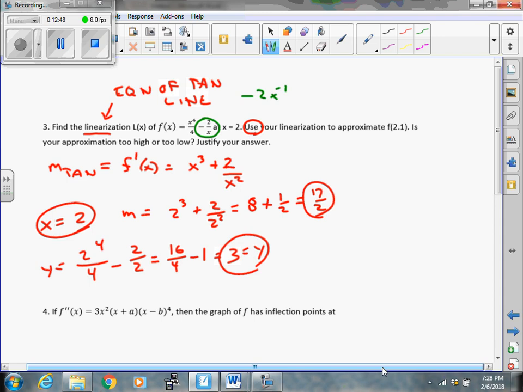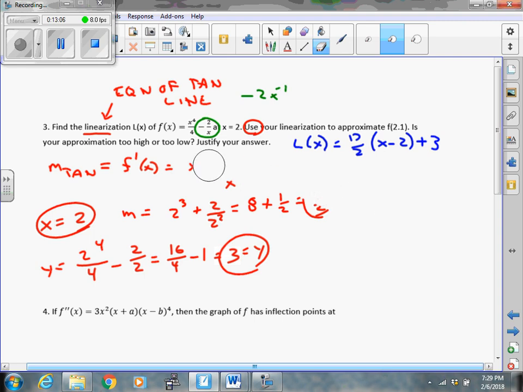My line is now used as a linearization, so L, slope, x minus x plus y. Okay, now we have our linearization. Now let's answer the rest of the questions.